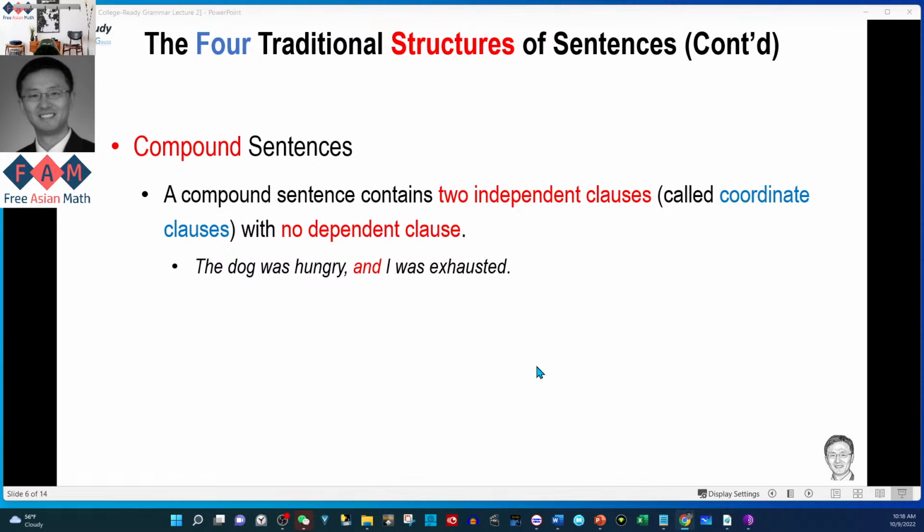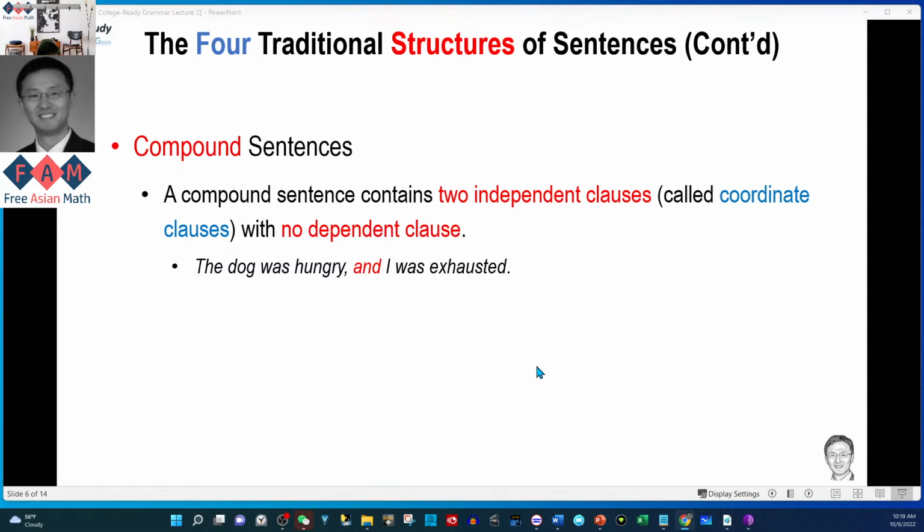Okay? We will see how there are other conjunctions. By the way, they are called coordinate conjunctions. But the important thing here is that we use this particular structure. We use a comma and this "and" to connect the two independent clauses together into one sentence. And this is a compound sentence.